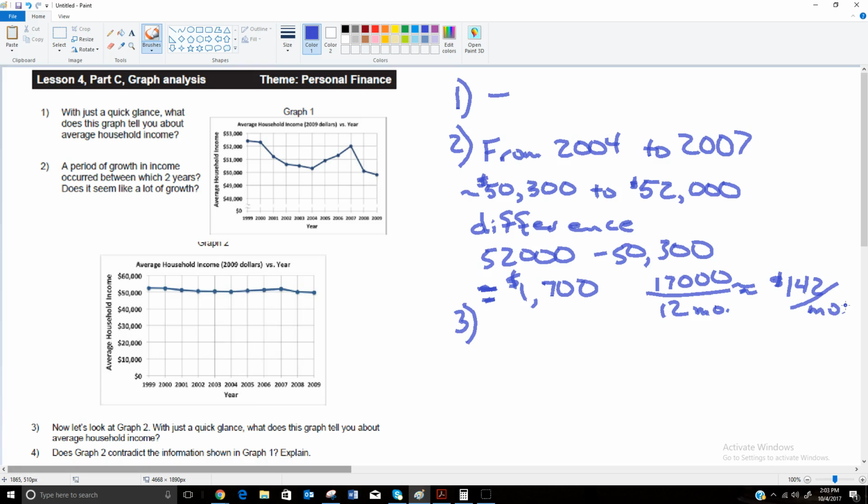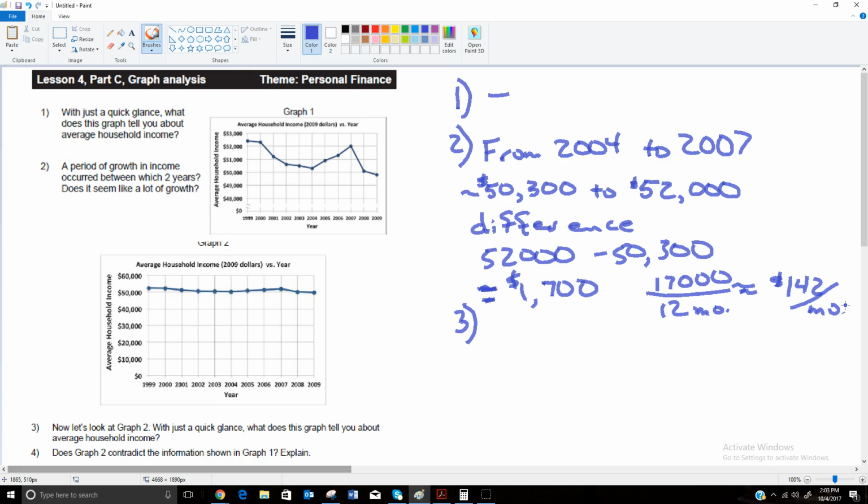And of course, everybody would like to have an extra $142 a month, but in your budget as a whole, how much difference is that going to make? Again, that depends on what your income is. If you have a high income, $142 might not make much difference. If you have a lower income, $142 can make a huge difference.